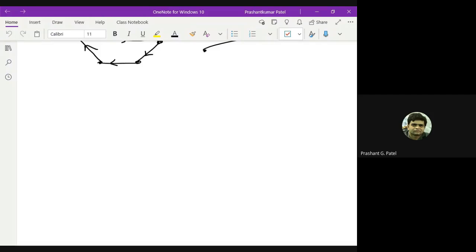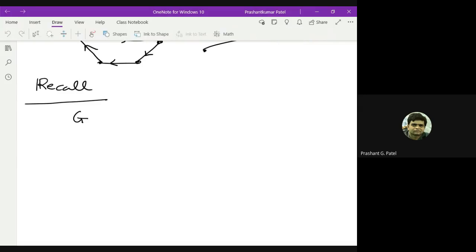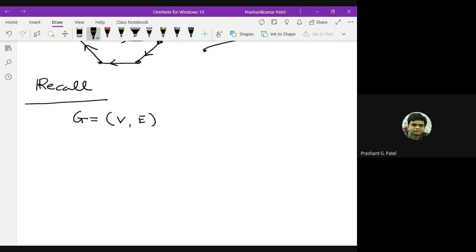So let us discuss what we did in the previous lecture. In the previous lecture we talked about graphs, the definition of a graph. A graph is denoted as G, which is the ordered pair of V and E, where V is called the vertex set, E is called the edge set.